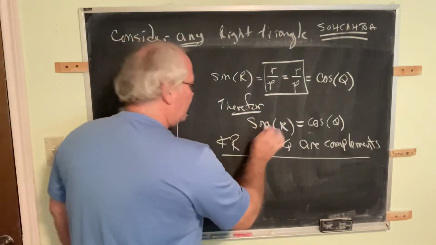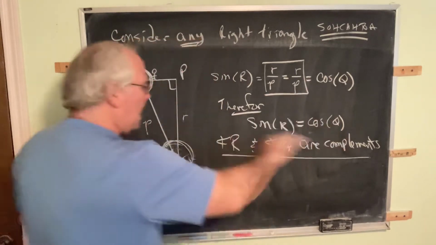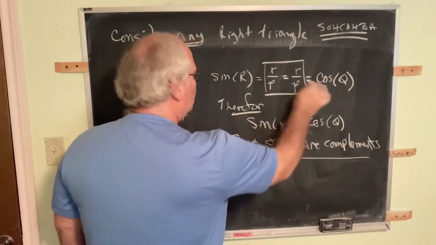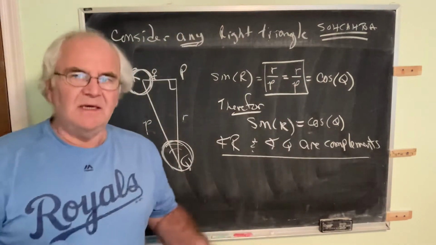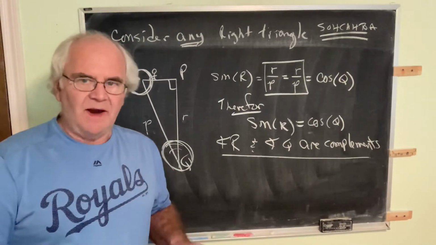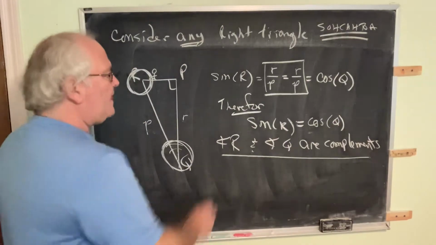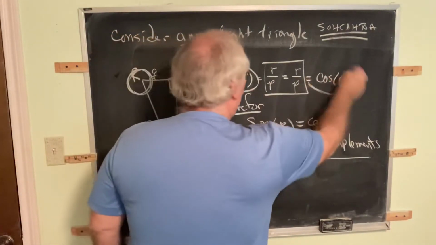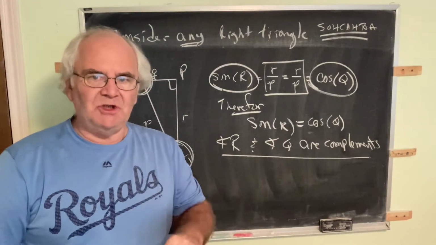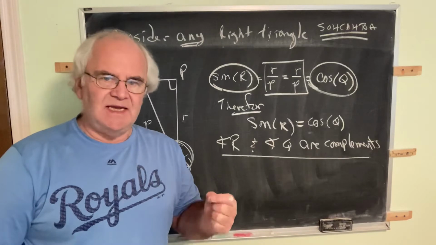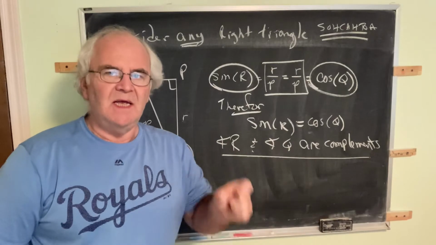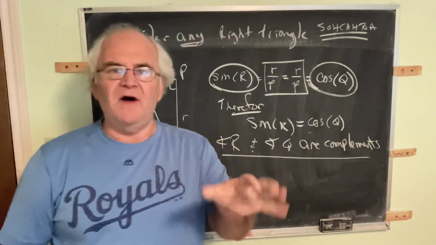Now, sine of r and sine of q are not equal. They're not. But sine of r and cosine of q, they are equal, and that is not a coincidence. That will always occur, in any right triangle. These sine and cosine, you will have noticed the names. Sine, cosine. Tangent, cotangent. Secant, cosecant. Those are called cofunctions. Sine and cosine are cofunctions of each other.